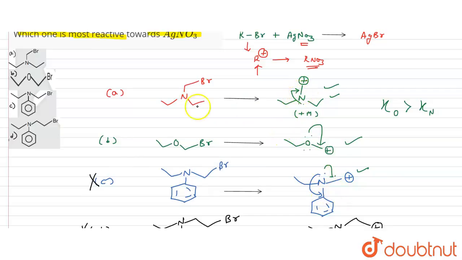Now come to A and B. As we know, in A and B this intermediate is very stable because the lone pair is available. Here the electronegativity of the oxygen will inhibit this lone pair from participating in conjugation, so that cannot be our answer. Option A will be the right answer. In this way, this particular compound will be the most reactive toward AgNO3.